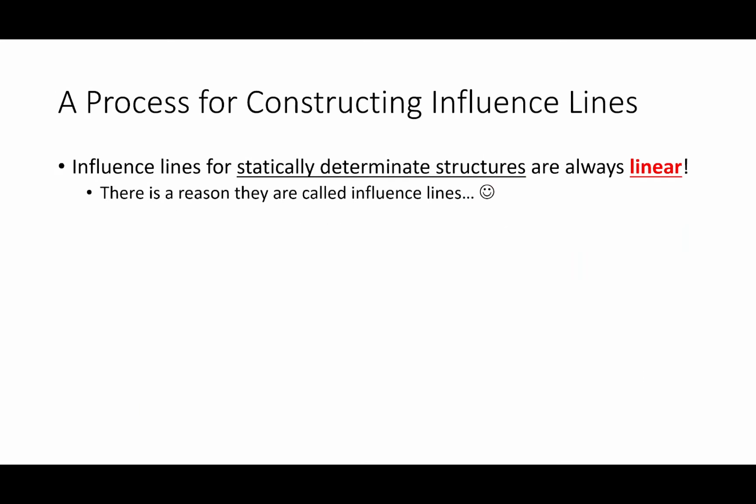All right, so let's break this down a little bit. Influence lines for statically determinate structures are always linear. I mean, there's a reason they're called influence lines, okay? And we can get into the proof of that throughout our discussion here. But for the sake of this, just take my word that if it's a statically determinate structure, influence lines are indeed lines, okay? It is a fact I want burned into the back of your head, okay? If you have an indeterminate structure, that may not be the case. And we'll talk about indeterminate structures near the end of our discussion of influence lines.